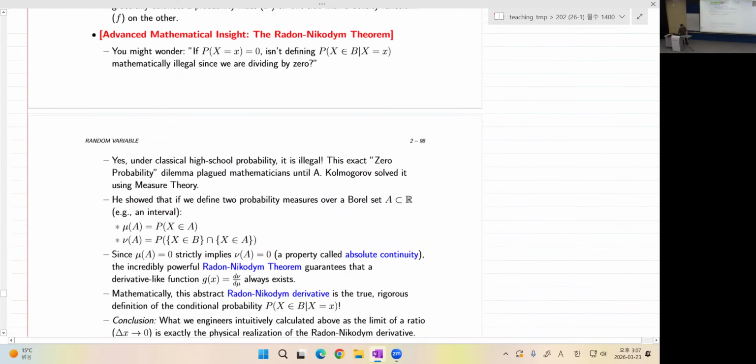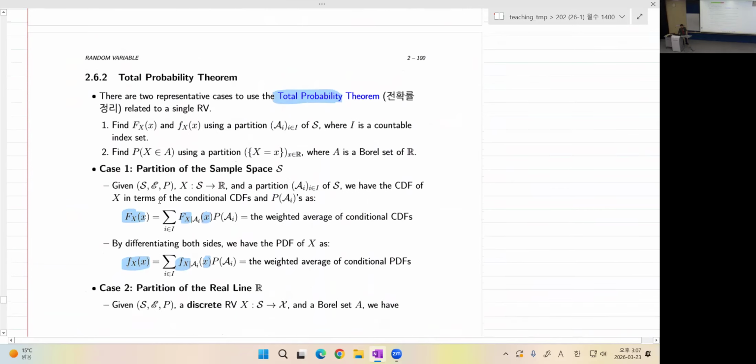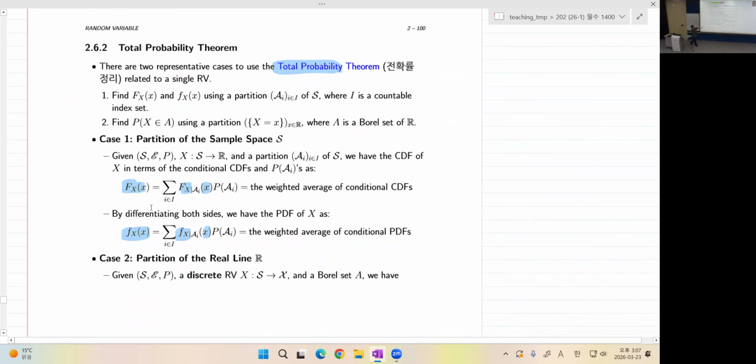What is next? Total probability theorem. So let's see. Suppose you introduce a partition of the sample space S using events A sub i. In that case, what is this one? Probability of capital X less than or equal to x. If you replace this with a probability, this is nothing but our previous total probability theorem, right? And if you differentiate, then you get the next total probability theorem.